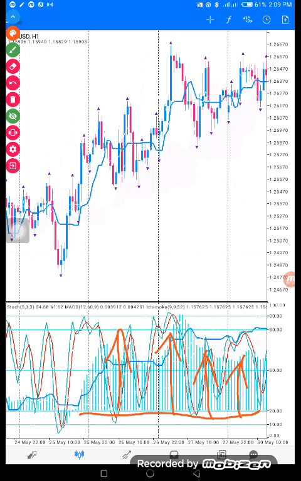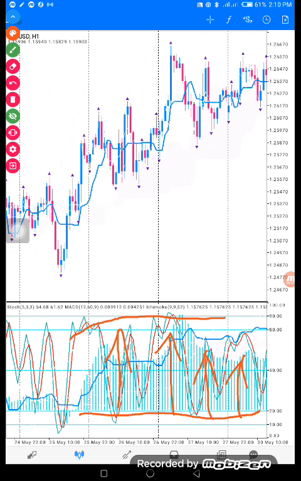So when you see the Ichimoku make a line above, and then you see a stochastic crossover below, that means you have two chances of trading. You can trade both to the bullish and to the bearish. But the way to trade this to the bullish and to the bearish is that, note, we have two directions here.